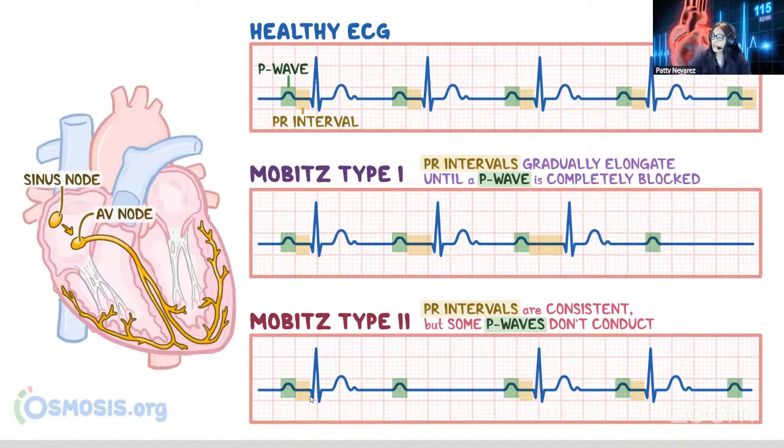And then on Mobitz 2, we can see here on this particular sample, let's go on to the second complex here, or the third beat actually. We're going to see the P wave, the PR interval, or the segment in this case in the yellow, and it's going to be across the board. Look at all of them. They are exactly the same. They have the same time. They're not getting longer. They are exactly the same.